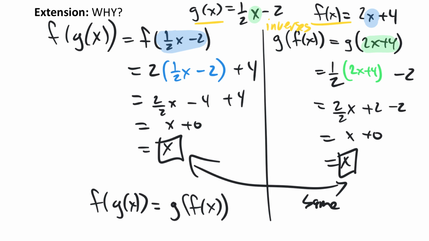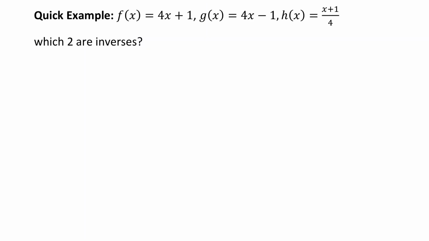So let's extend this a bit. Here we have f of x and g of x and h of x. And I'm going to promise you that 2 of them are inverses, and the third one is just kind of the odd one out. So go ahead and do a bit of investigation. See if you can figure out which 2 are inverses of each other.